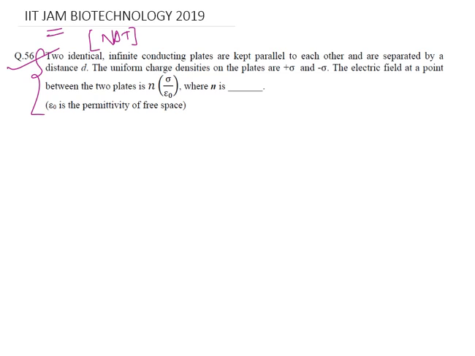Two identical infinite conducting plates are kept parallel to each other and are separated by a distance d. The uniform charge density on the plates is plus sigma and minus sigma, and the electric field at a point between the two plates is n sigma by epsilon naught. Hence, we need to find the value of n, where epsilon naught is the permittivity of free space.